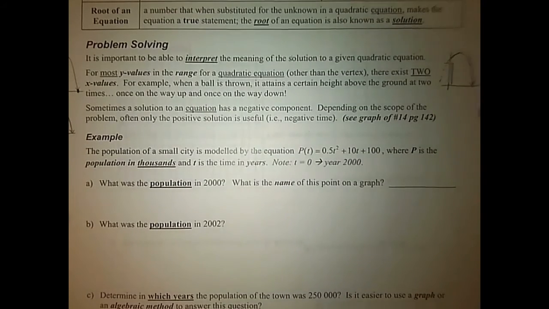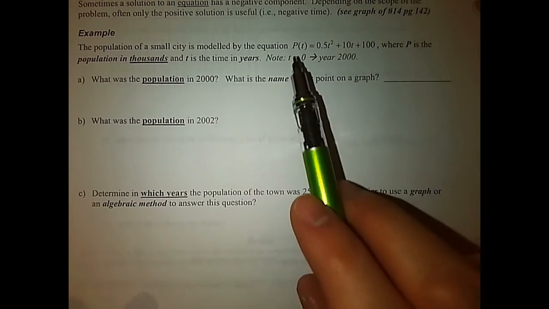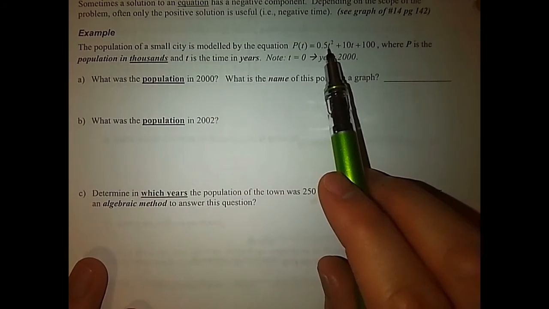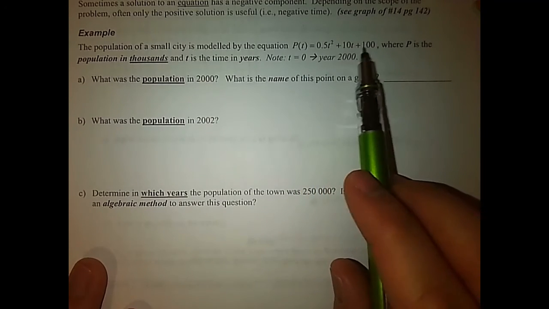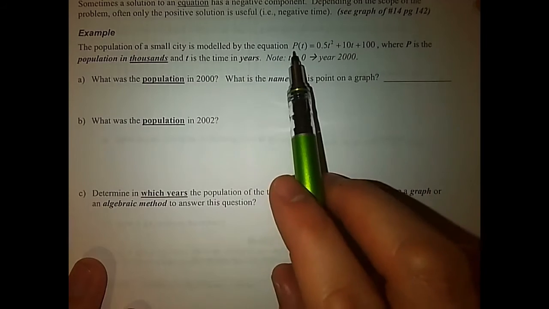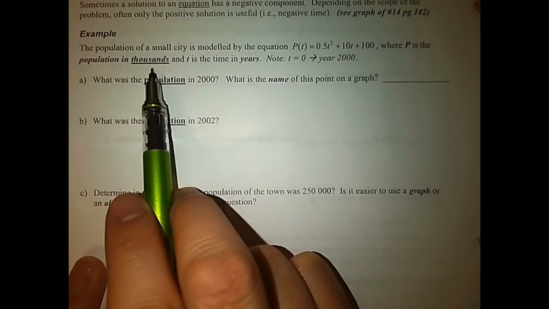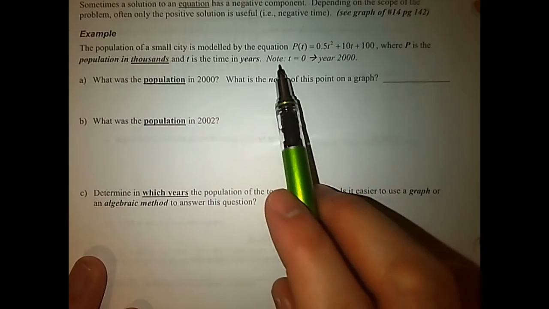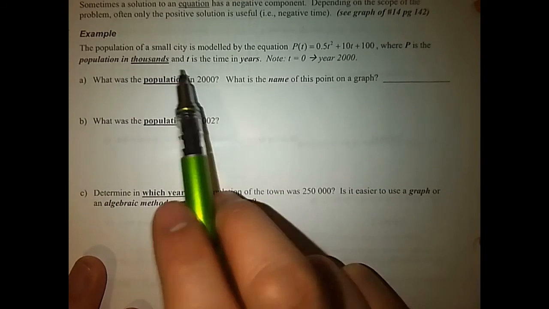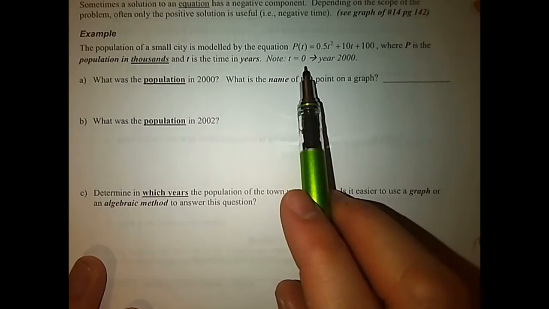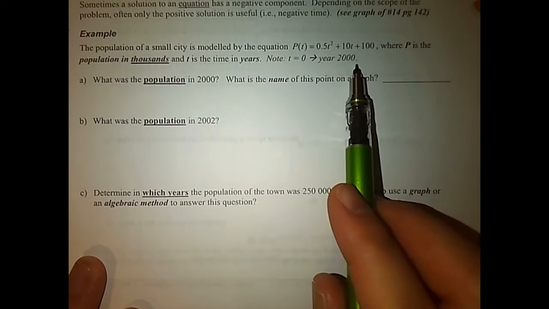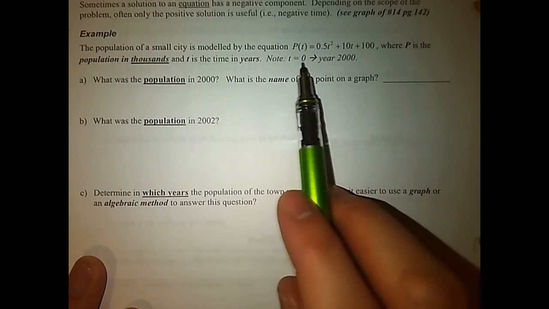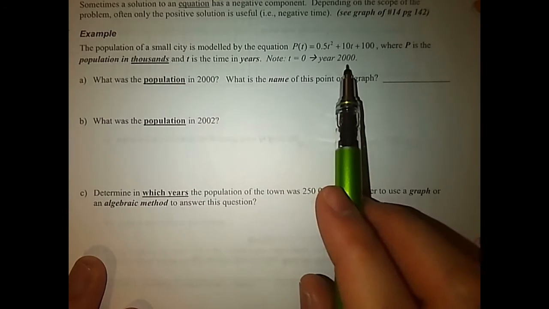So let's get to an example. This is our example for the problem solving. The population of a small city is modeled by the equation P of t is equal to 0.5t squared plus 10t plus 100, where P is the population in thousands, and t is the time in years. Just to note, they're saying how the variable t works here. When t is equal to 0, the year is 2000. This is just to note that this is not the year 0, so they're showing the year 2000.